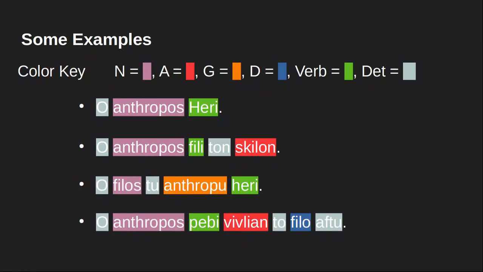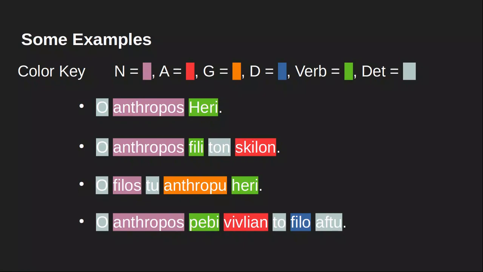O anthropos pebi vivlian. The book is the thing that's being sent. To philo aftu. The philo is in the dative case because he's the recipient of the book, right? The friend is the recipient of the book. Philos is declined like anthropos. And then aftu, like I said, I probably should have made this orange to illustrate the fact that it is genitive because it's his friend, the friend of the man. So o anthropos pevi vivlian to philo aftu.